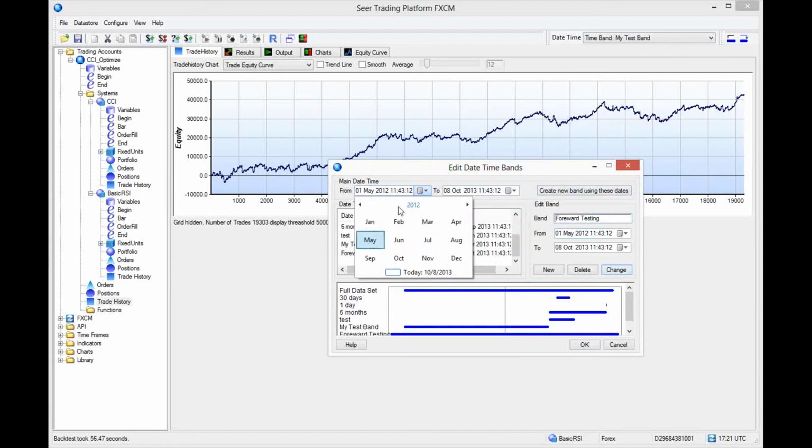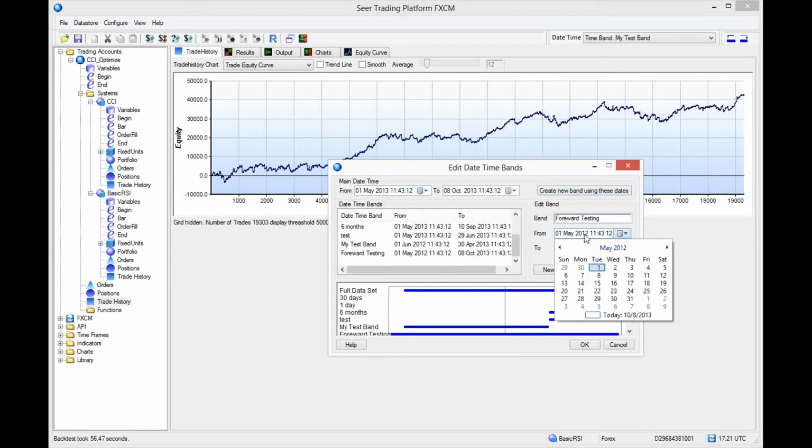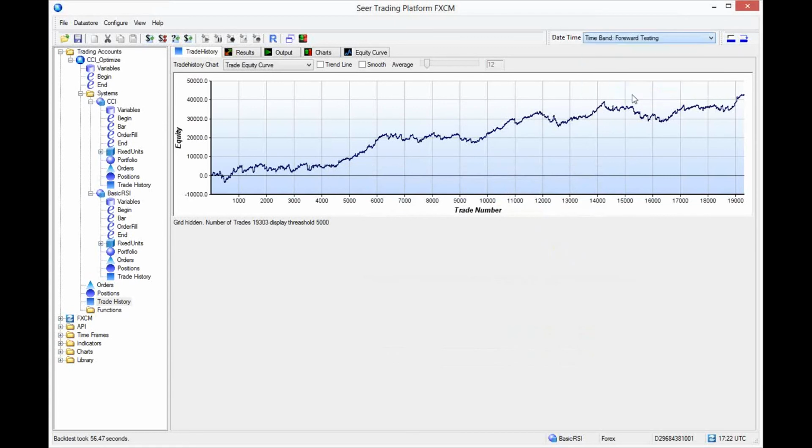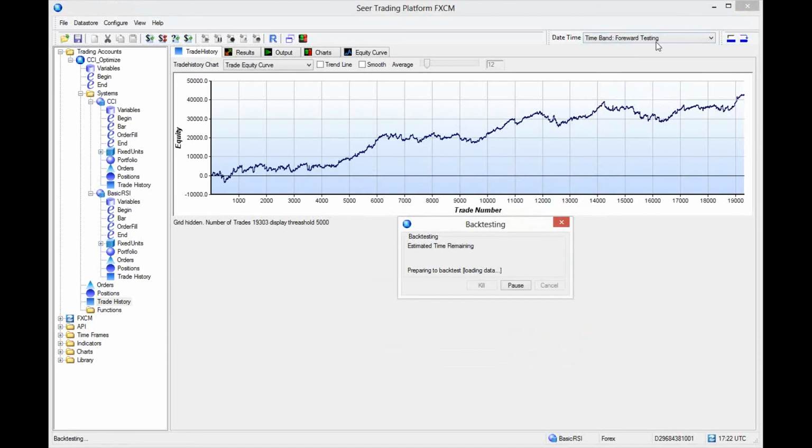Oops, I got the wrong year over there. Sorry, give me a second. There we go. Okay, so we can see the visual representation over here of the band that I've set. So I've got a forward testing band, so I can push OK there, and I can change my Seer to look at the forward testing. Now I can click on backtest, and that'll just look at the forward testing period. All right, let's give that a moment.